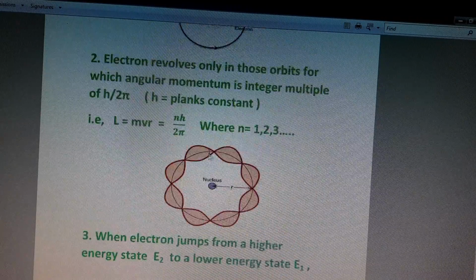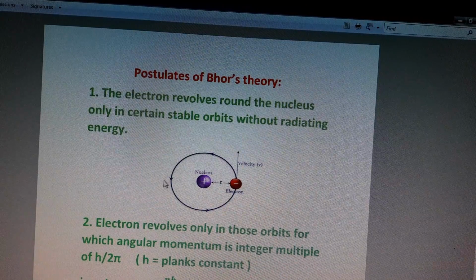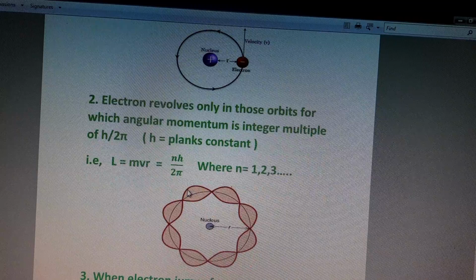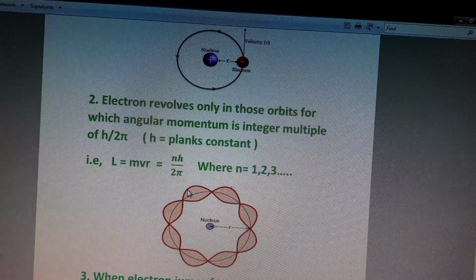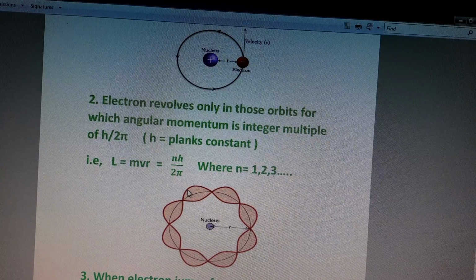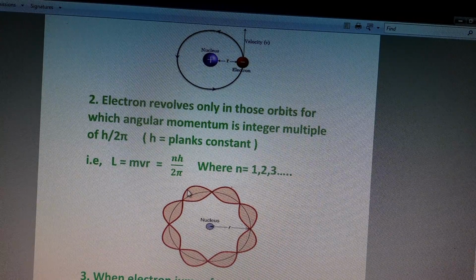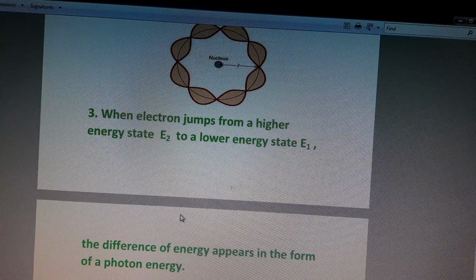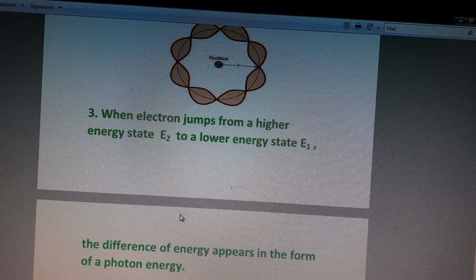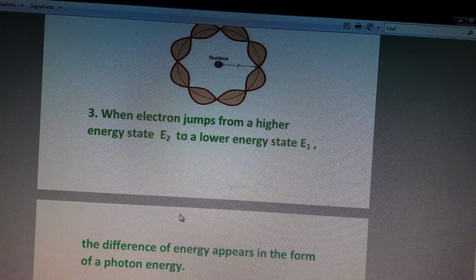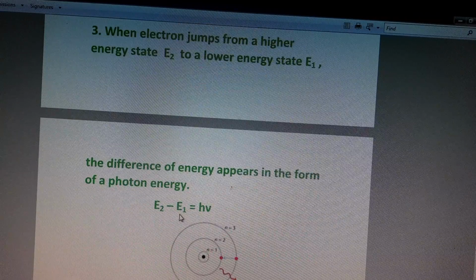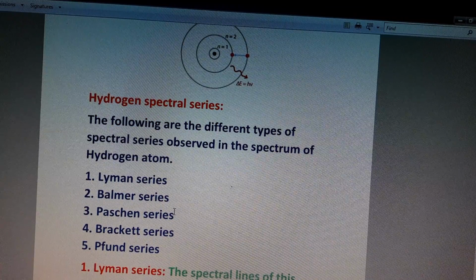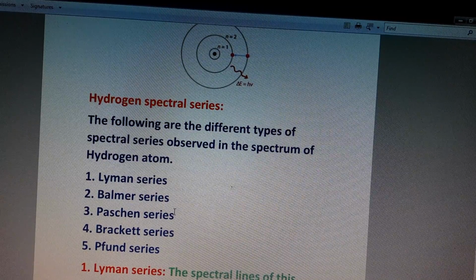So the first is that the electron revolves around the nucleus in certain stable orbits without radiating energy, and the second is that in these stable orbits the angular momentum must be quantized. The third is that when an electron jumps from a higher energy state to a lower energy state, it emits energy in the form of photon energy. Now we can observe the hydrogen spectral series.